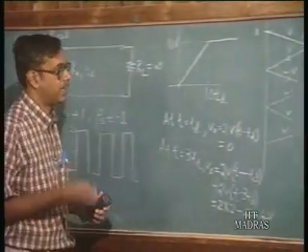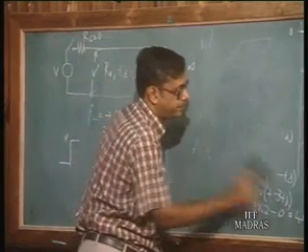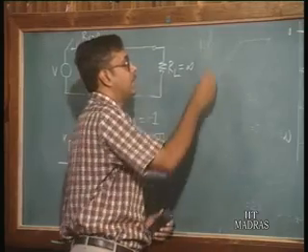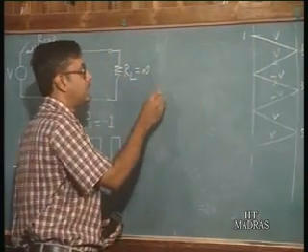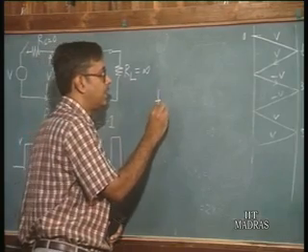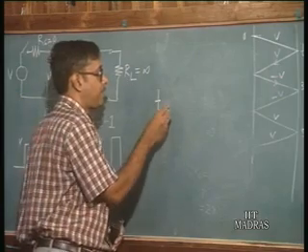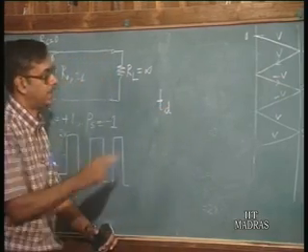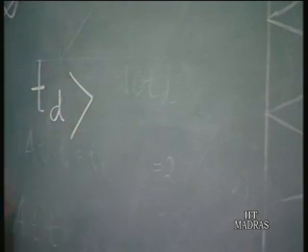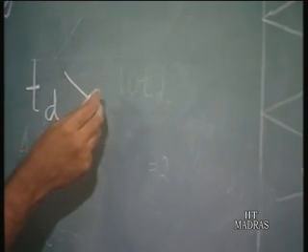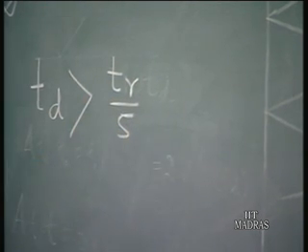So in fact, it is a rule of thumb to say that the transmission line effects become dominant when the delay time of the line, that is TD, is going to be more than the rise time divided by 5.